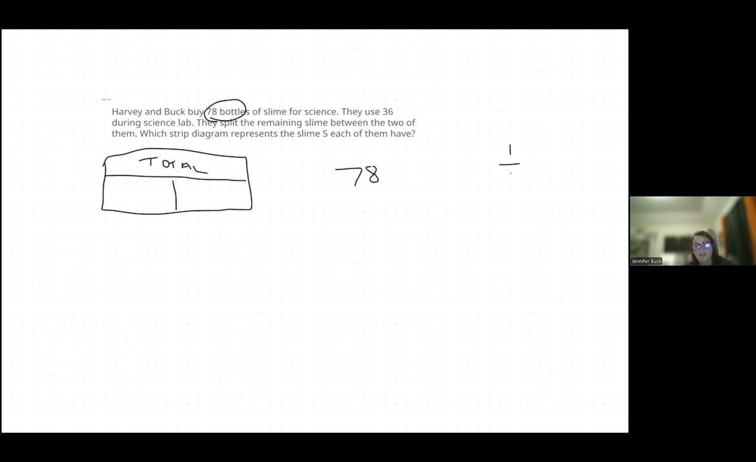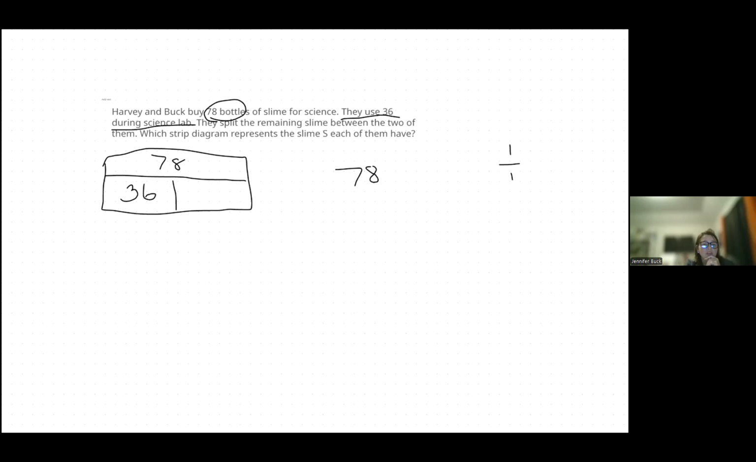But what am I dividing? Well, they use 36. What does 36 mean? It doesn't mean that they kept those 36. It means they used them. So I would subtract this number from the total, which is 78. Okay, so is that all I need? Can I just put an S here?